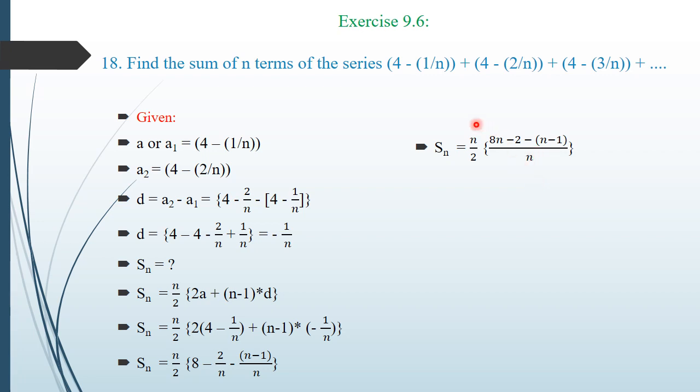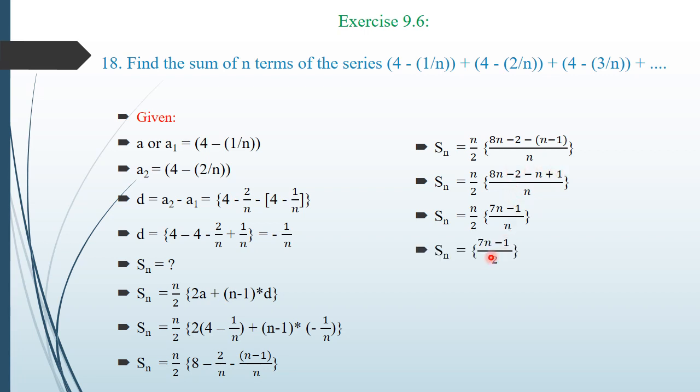Further simplifying, this n and this n get cancelled. However, here the minus, when it is multiplied inside the bracket, will be minus n, and minus of minus will be plus 1. Now 8n minus 1n will be 7n, and minus 2 plus 1 will be minus 1. Now this n and this n get cancelled. Therefore, the sum of n terms of this arithmetic progression is going to be equal to (7n minus 1) whole divided by 2.